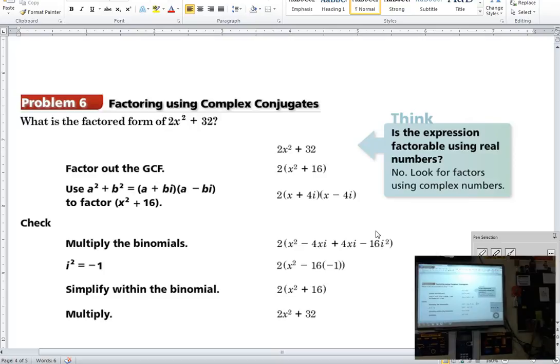Would you do it like completing the square? No, it's easier than that. Are you saying, could I change this to do completing the square? There is no b term here. Because remember, in completing the square, there has to be a b term. So this does not come from a perfect square trinomial. This is not a perfect square trinomial. So that's why we can't.